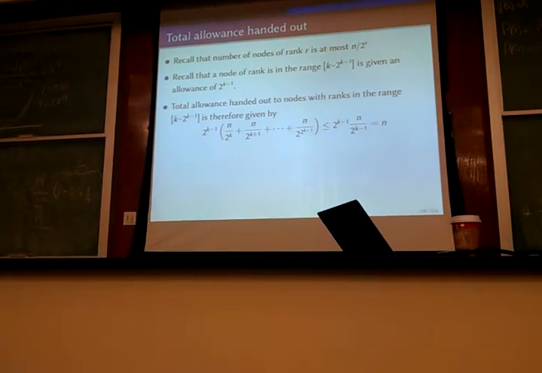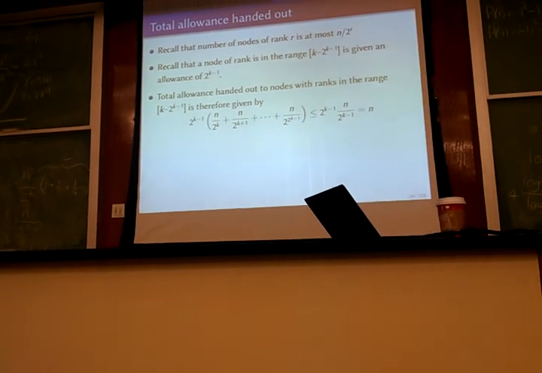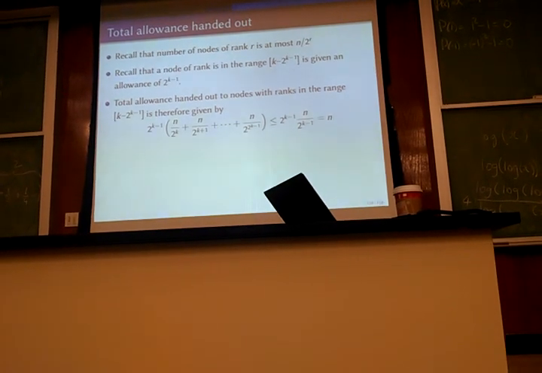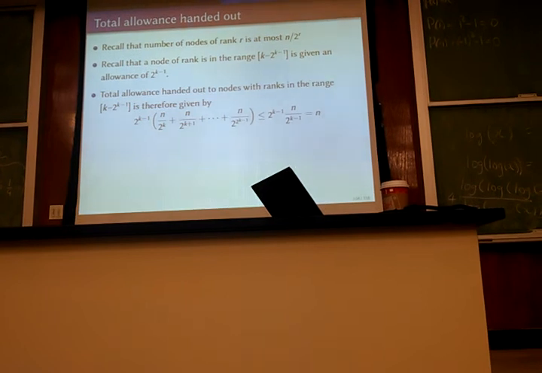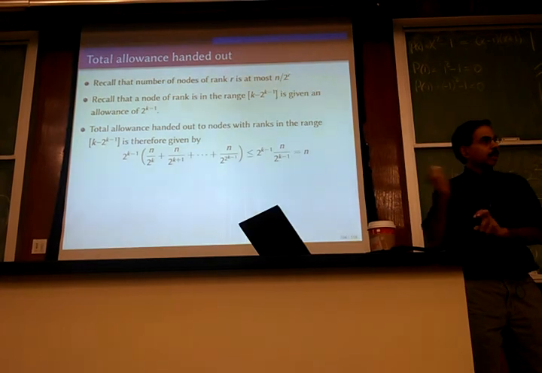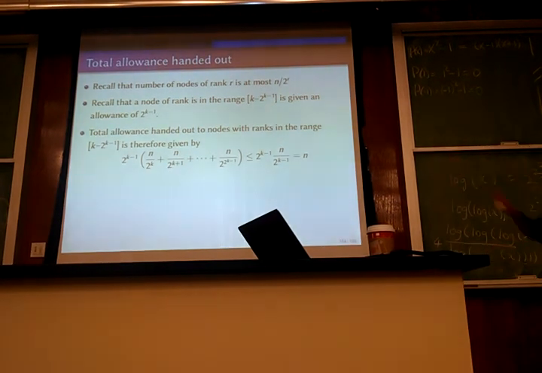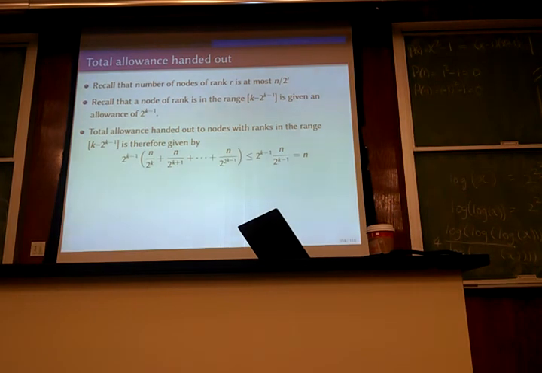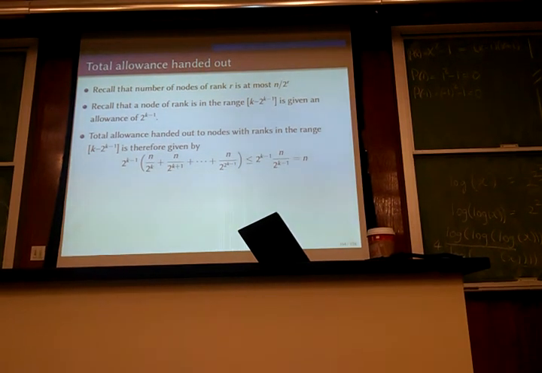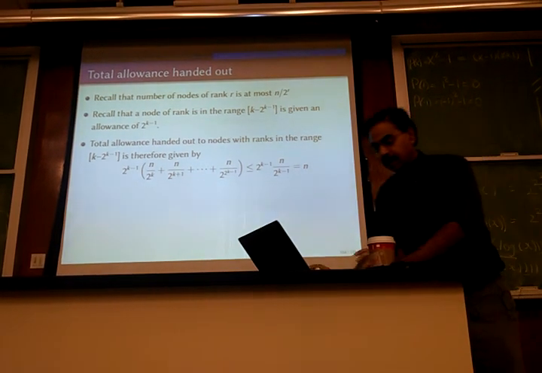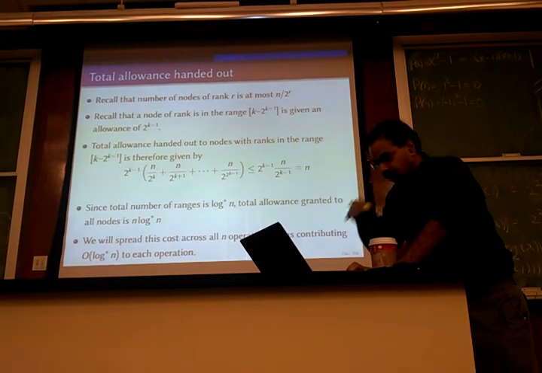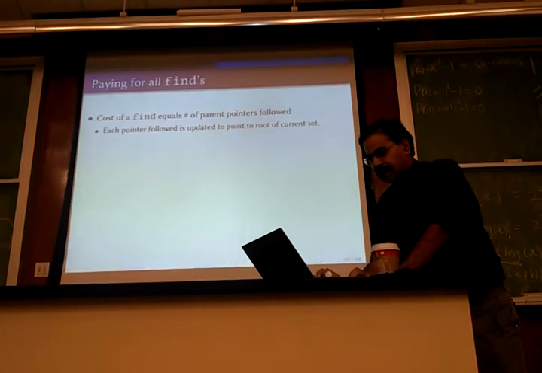So the total allowance we have given to all these nodes is n log star n, and that's fine because the complexity we are trying to establish is n log star n. We just need to make sure that we don't give out so much allowance that the n log star n bound won't hold. What we showed just now is that for each of those ranges we gave a total of n as the allowance, and there are log star n distinct ranges, and therefore the total amount we have handed out is n log star n. That's the allowance we have given.